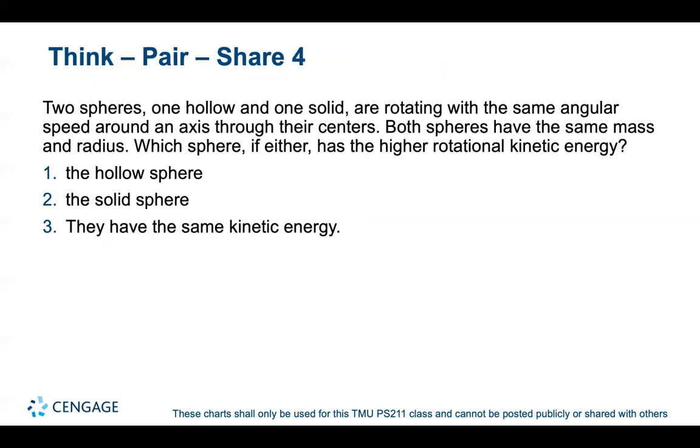So let's review this question here. 2 spheres, one hollow and one solid, are rotating with the same angular speed around an axis through their centers. Both spheres have the same mass and radius. Which sphere, if either, has a higher rotational kinetic energy? And the answer is the hollow sphere. And that's because the hollow sphere has a larger moment of inertia, so it will have the higher rotational kinetic energy. KE_R equals 1/2 I omega squared.